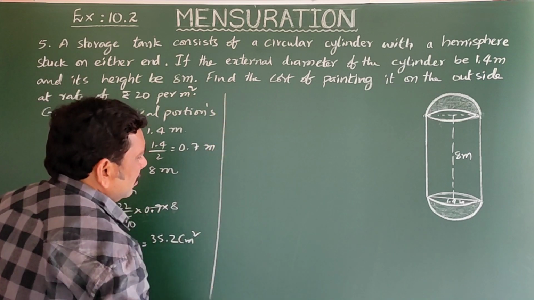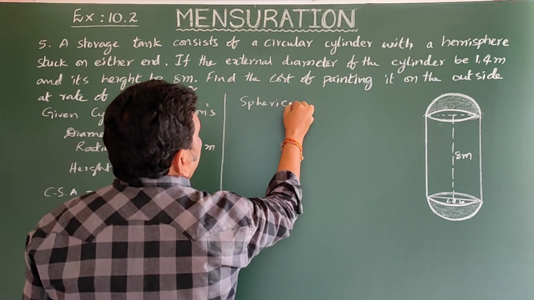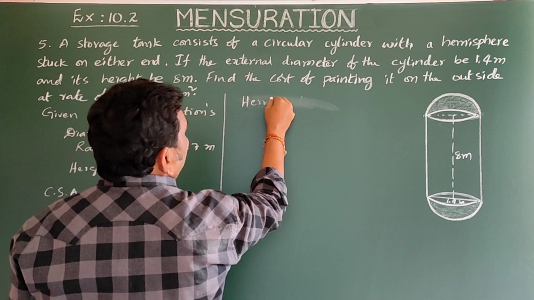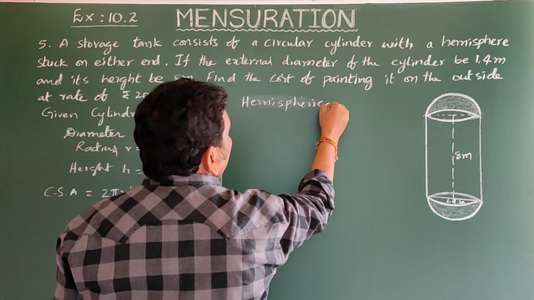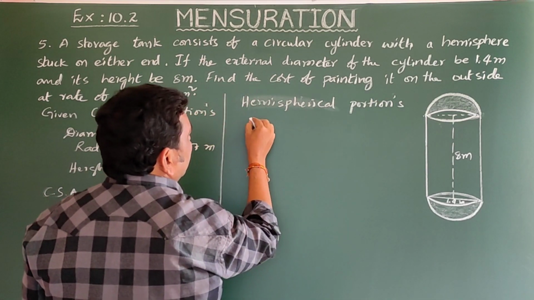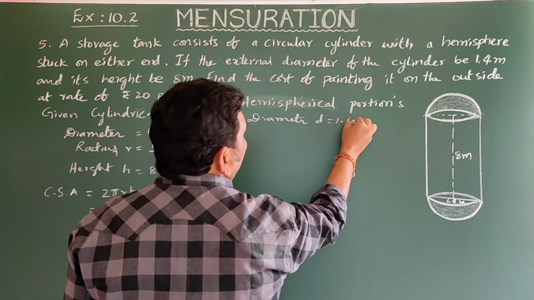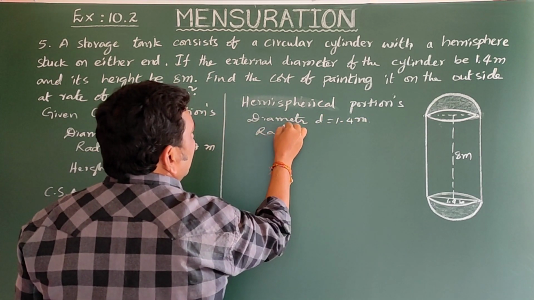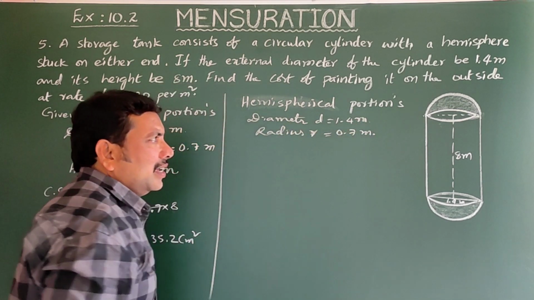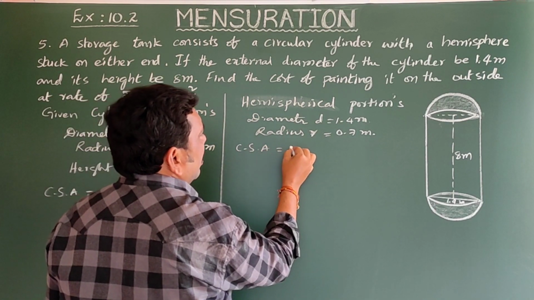Next, hemispherical portions. Diameter is given, how much? Diameter d is equal to 1.4 meters. Next, radius r is equal to 0.7 meters, right? Find its CSA. Now CSA is equal to, what is the formula?